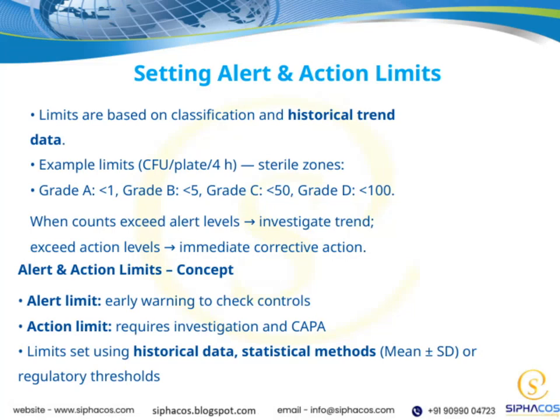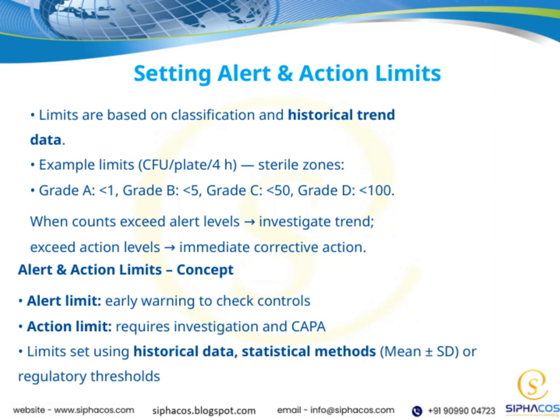Let's talk about alert and action limits and what they really mean in our control processes. First, the alert limit is essentially an early warning system. When the counts approach this limit, it signals us to check our controls and review the trend. Next, the action limit is more serious. If we exceed this, it means an investigation is necessary, and corrective and preventive actions, CAPA, must be initiated to address the issue. Now, how do we set these limits?